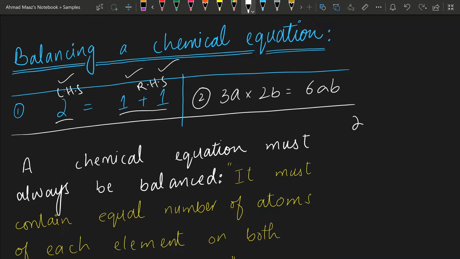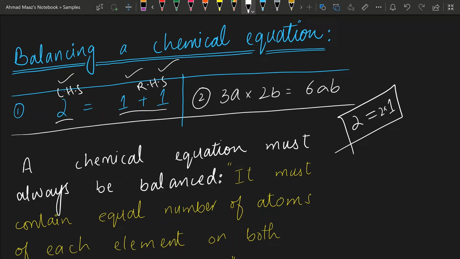If it was 2 is equal to 1, then obviously this is not true. This is actually not possible. 2 can never be equal to 1. So this is an unbalanced equation. You need to add 1 more over here, only then the equation will be balanced. Alright, or you need to multiply this 1 by 2, and then the equation will be balanced. Then the equality will hold.